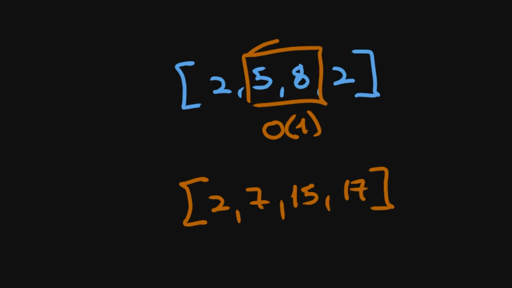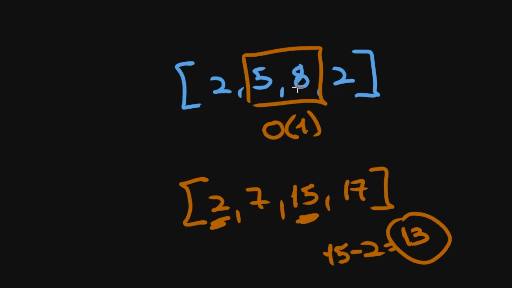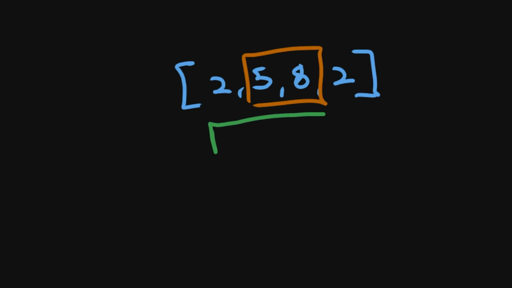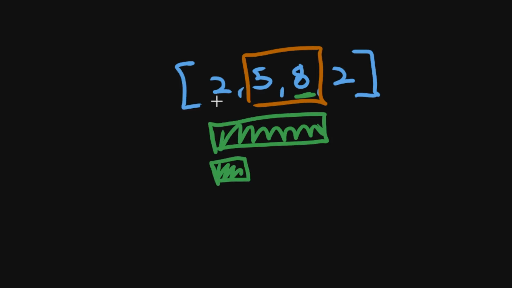So now how do we get the sum of these 2 elements in big O of 1? Well, we can take the accumulated sum up to the right bound, meaning up to this position, and subtract the accumulated sum up to the left bound minus 1, meaning this position. 15 minus 2 is equal to 13, and this is equal to 5 plus 8. And just to be clear, what we are doing here is taking the accumulated sum up to the right bound and subtracting the accumulated sum up to the left bound minus 1. That's how we are left with this chunk, which corresponds to this up here, okay?